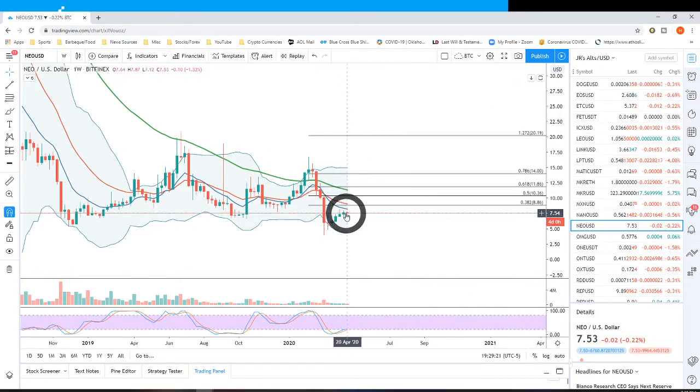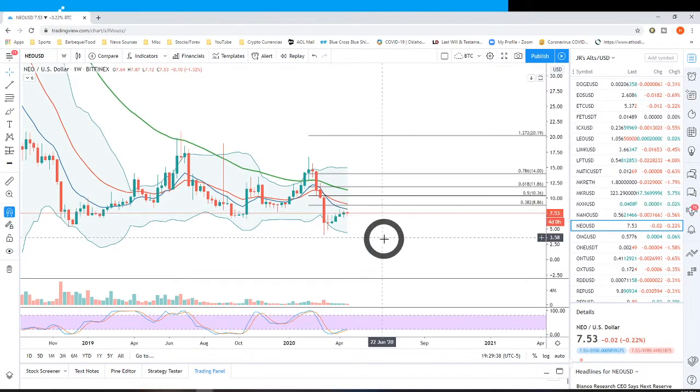Right? But this right here is basically correcting that big red candle right there. That's correcting that move. So for this thing to show some strength, you want to see it bust through that. You know what I mean? So does that help, Todd?